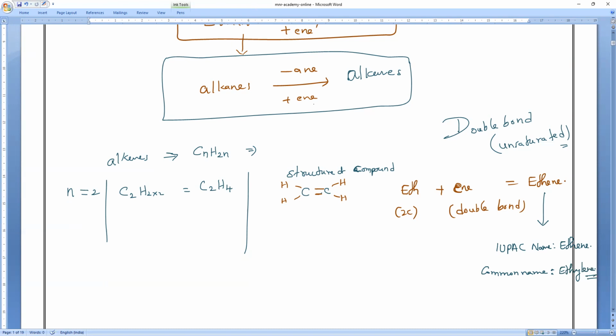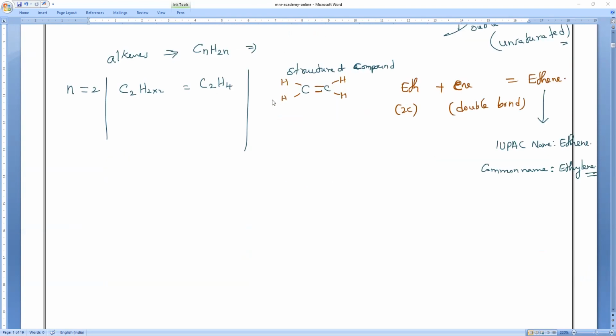Any doubt, anybody can ask. Clear? Next, tell me the condensed formula. CH2 double bond CH2. Yes, CH2 double bond CH2. That is the condensed structural formula. This much I am saying every time, because at least everybody will understand at a certain situation.